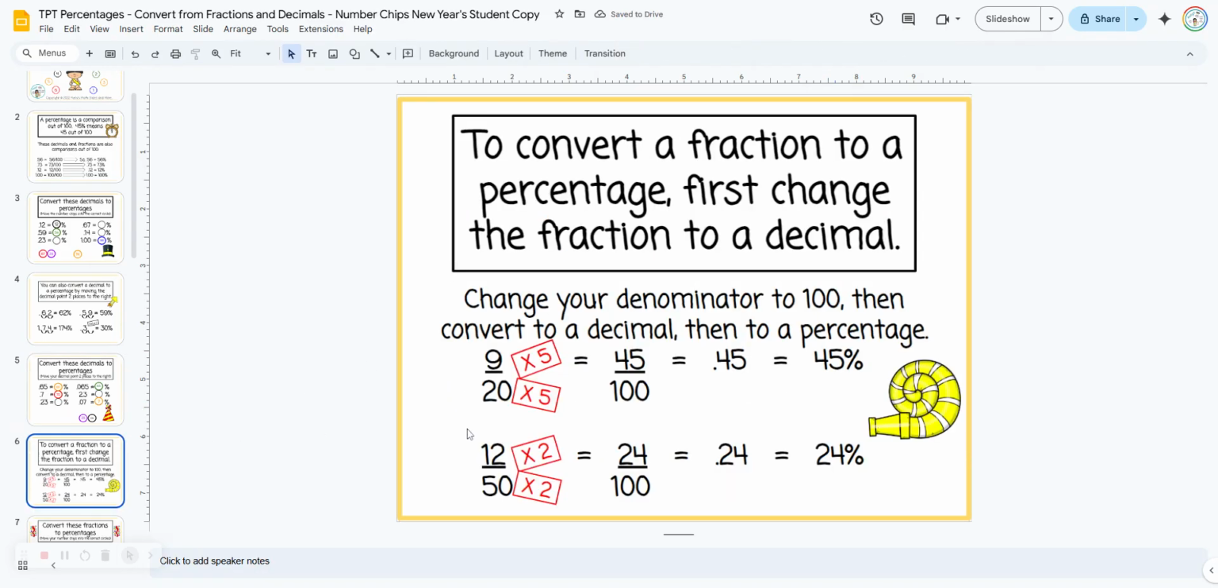Now we're going to look at fractions. If we have a fraction here, one method to change it to a percentage is to convert it to an equivalent fraction with 100 in the denominator. So here, if we multiply the numerator and denominator by 5, we get an equivalent fraction of 45 hundredths. Then we can change it to a decimal and to a percentage.